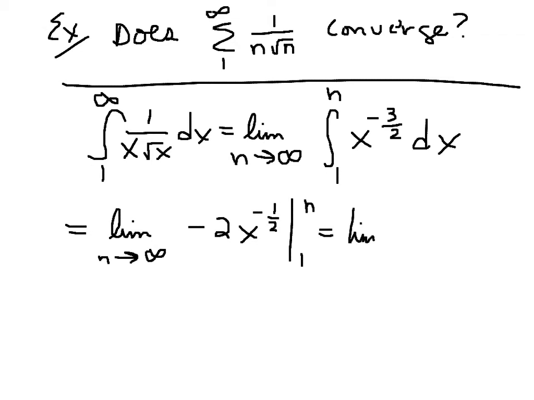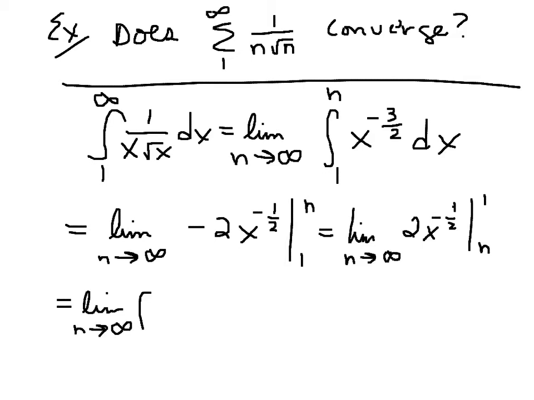the limit as n approaches infinity of 2 times x to the -1/2 from n to 1, which is the limit as n approaches infinity of 2 minus 2 over the square root of n. And as n approaches infinity, that'll go to 0, so this is equal to 2.